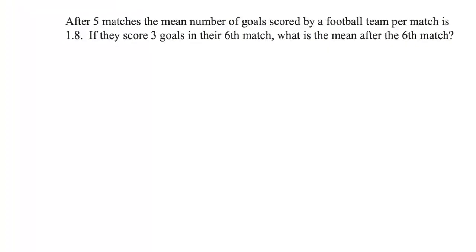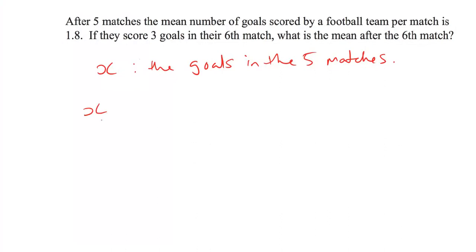Well, if they had 5 matches, then let's call X the goals in the 5 matches. Okay, so if we say X is the number of goals that they got in those 5 matches, well, we know that when X is divided by 5, the answer is 1.8, because after 5 matches, the mean number of goals scored was 1.8.